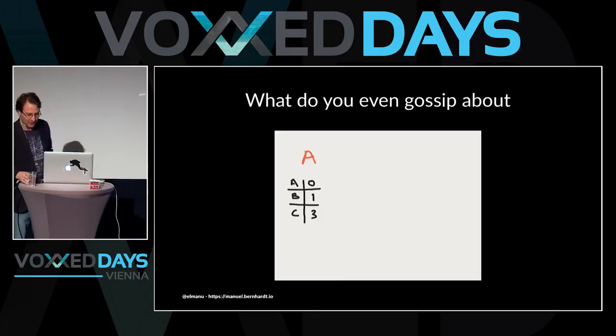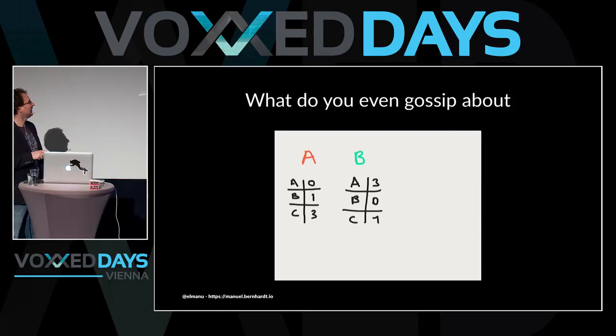But then what do you gossip about? What's the point? Let's say we have a node A, and A maintains a list of all the other nodes it knows about: A, B, and C. A has seen A 0 seconds ago, A has seen B 1 second ago, and A has seen C 3 seconds ago. That's my list from the viewpoint of A. B has seen A 3 seconds ago, has seen B 0 seconds ago because I'm B, so I know that I'm alive. And then B has seen C 1 second ago.